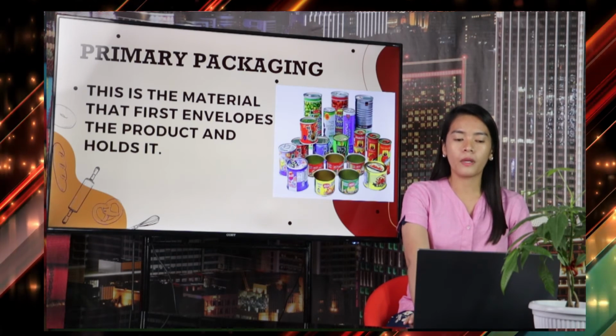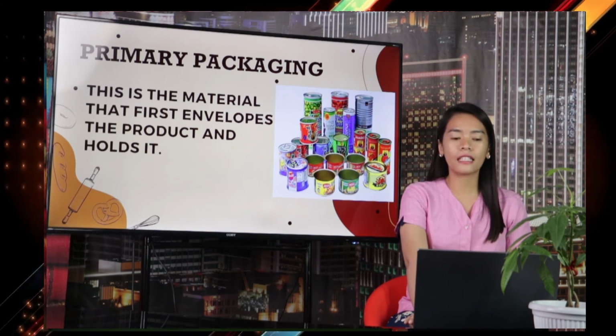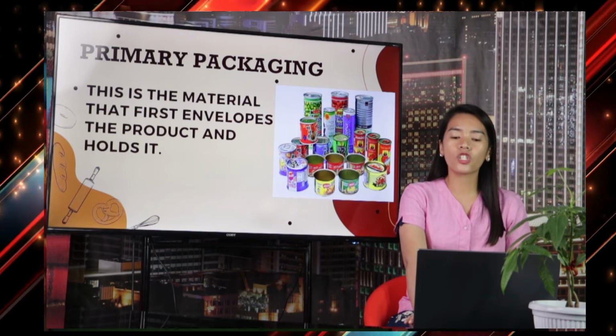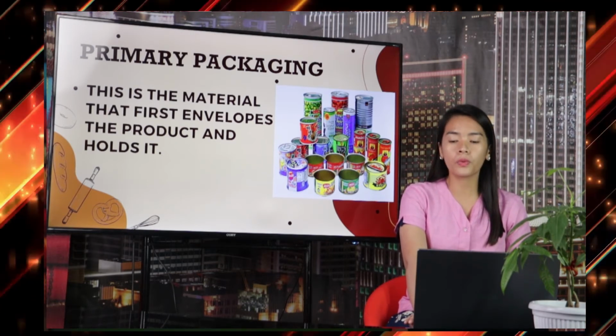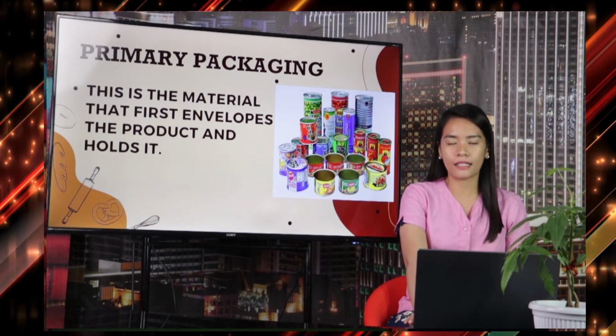Okay, we have first the primary packaging. This is the material that first envelops the product and holds it. This is usually the smallest unit of distribution or use and is the packaging which is in direct contact with the contents.